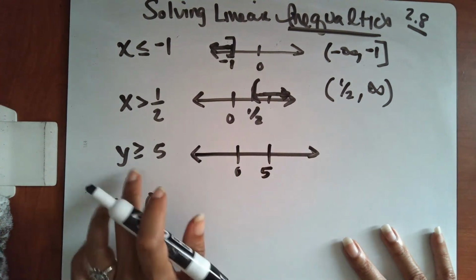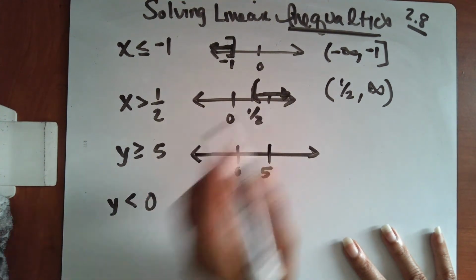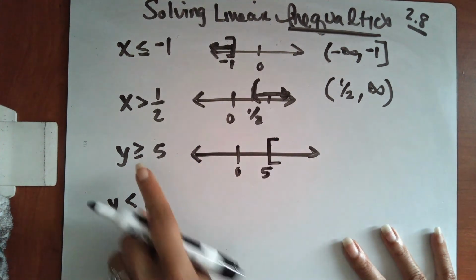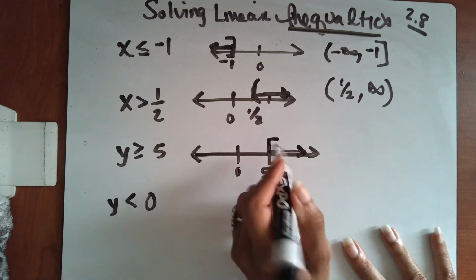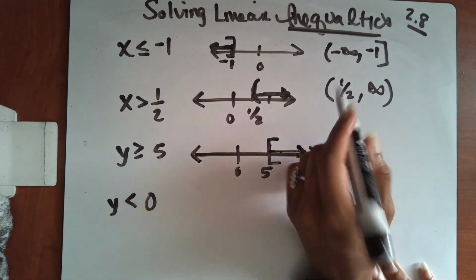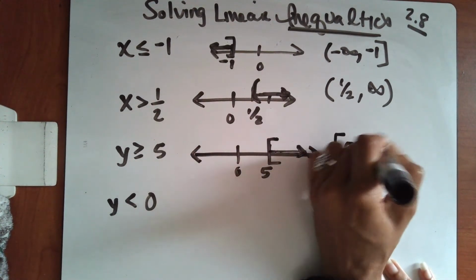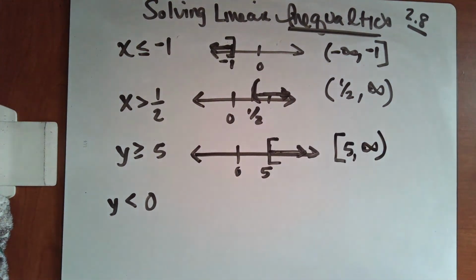So, I mark my 5. Y is greater than or equal to, so it's a bracket, it's greater than, so it's opening to the right side because that's where the values are greater than 5. So my interval notation would be from 5 to infinity.